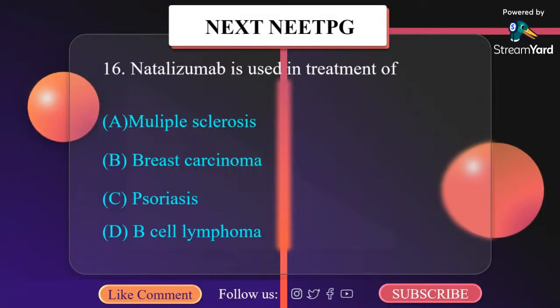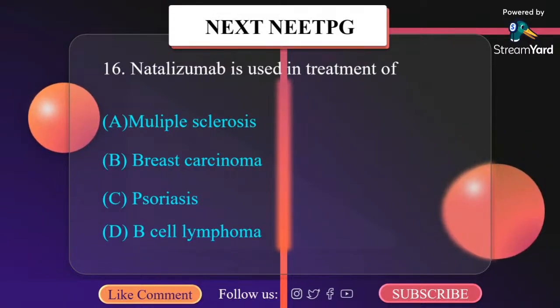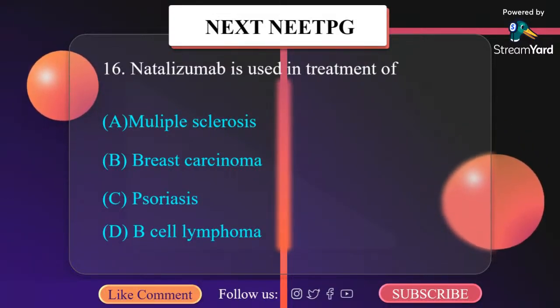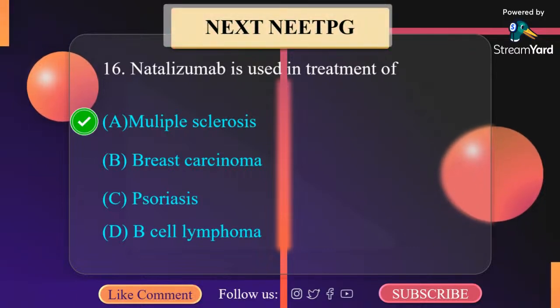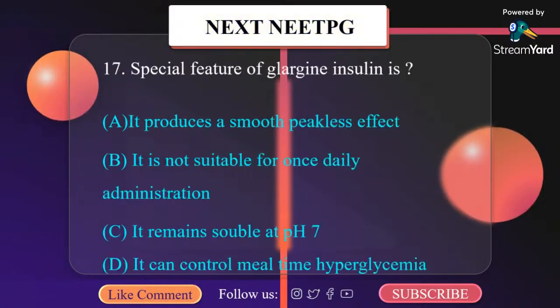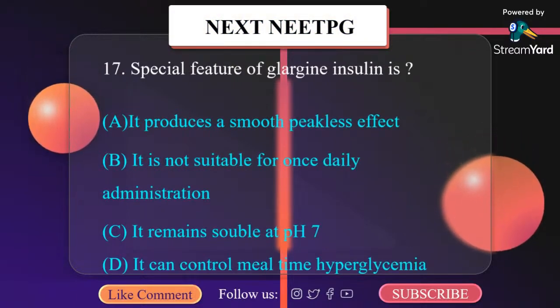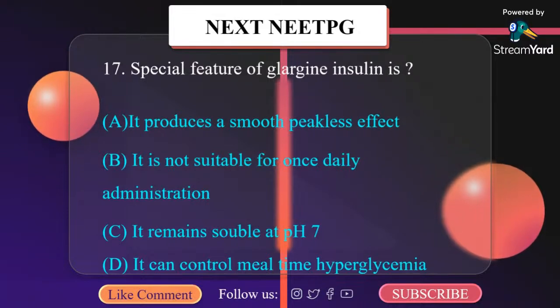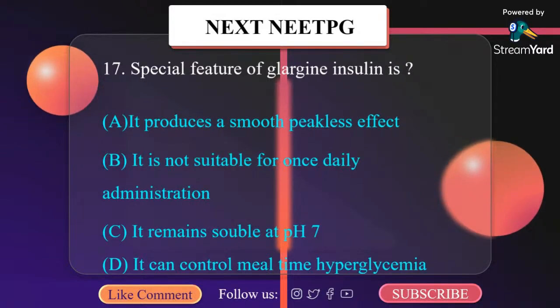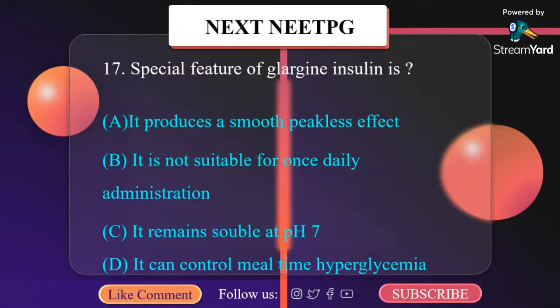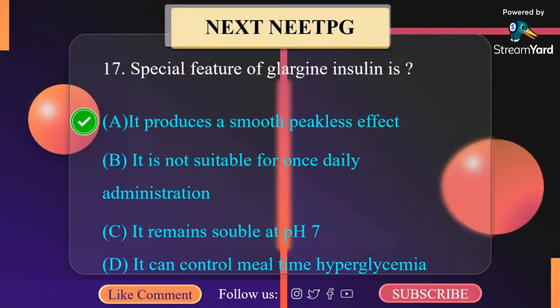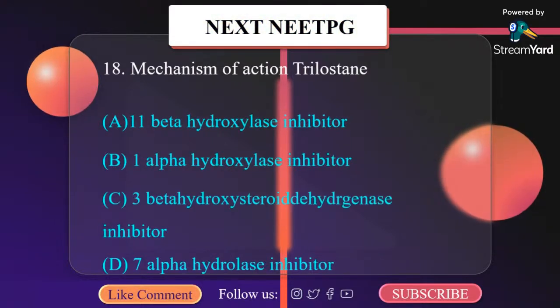Natalizumab is used in treatment of A. Multiple sclerosis, B. Breast carcinoma, C. Psoriasis, D. B cell lymphoma. It is multiple sclerosis. Special feature of glargine insulin is: A. It produces smooth peakless effect. B. It is not suitable for once daily administration. C. It remains soluble at acidic pH. So the correct option here is it produces a smooth peakless effect.